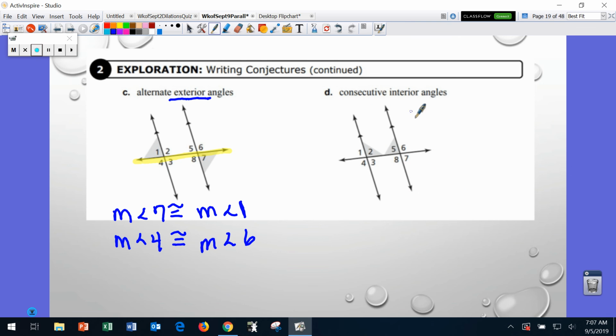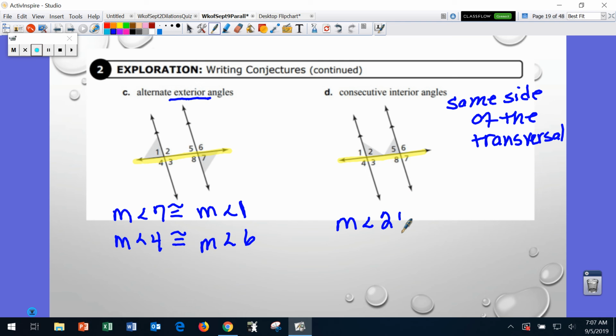Okay, so consecutive interior angles, or that's a good name for it too, one after the other. I like to call them same side of the transversal, but consecutive works too. So angles that are on the same side of the transversal. Your transversal here is in yellow, and we want to grab those angles that are on the same side of the transversal. So the measure of angle 2 plus the measure of angle 5 should equal 180. They're right beside each other and they're on the same side of the transversal.